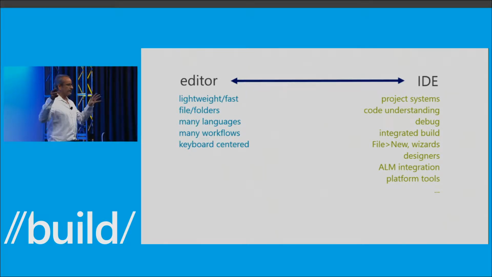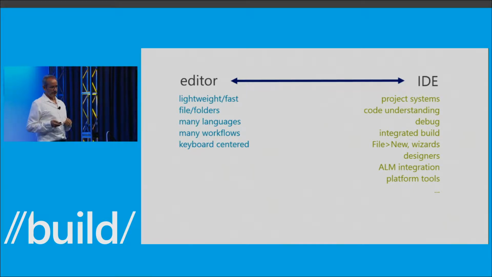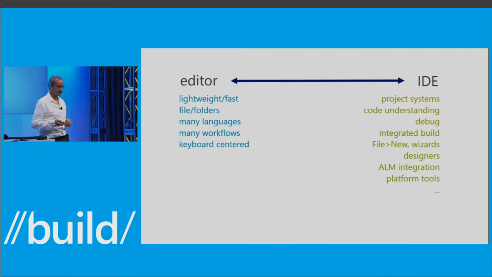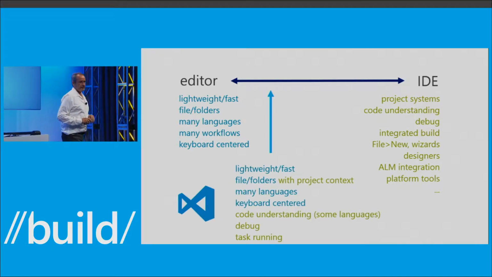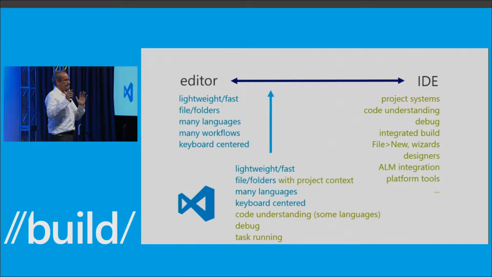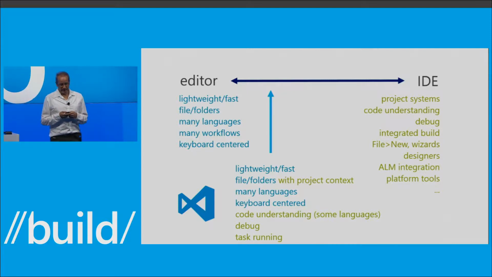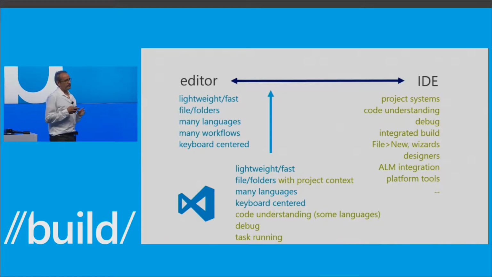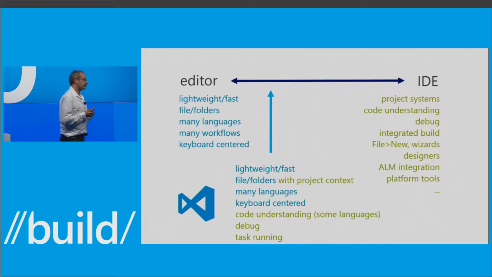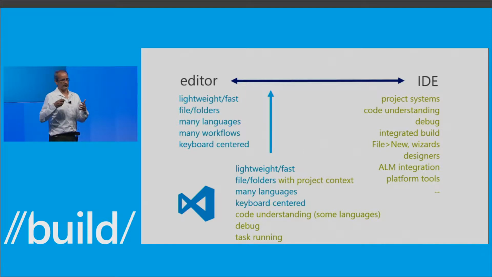So in this spectrum, where do we want to be? I would say we want to be close to an editor, but a little bit more. And that little bit more should really cover what is needed for the central code-edit-debug cycle. So from the editor, we want to take over the lightweight and fast. Who doesn't like that? Files and folders, but with some project context, right? If you want to provide something like refactoring or find all references, you need to have some project context of the scope. Which files actually are part of what I'm working on?